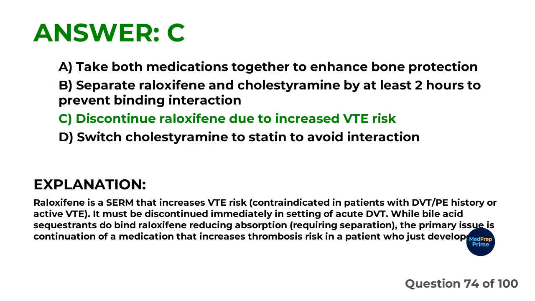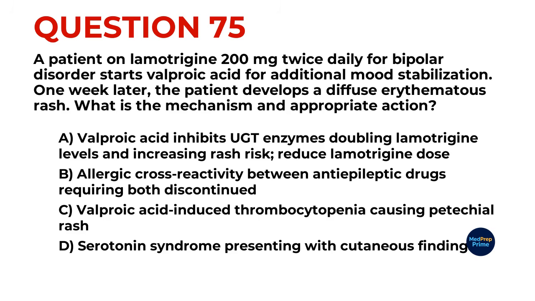Alternative osteoporosis therapy, bisphosphonate, denosumab, should be considered. A patient on lamotrigine 200 mg twice daily for bipolar disorder starts valproic acid for additional mood stabilization. 1 week later, the patient develops a diffuse erythematous rash. What is the mechanism and appropriate action?